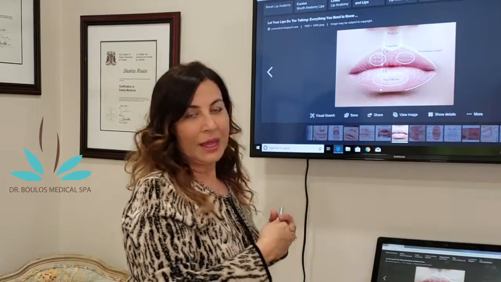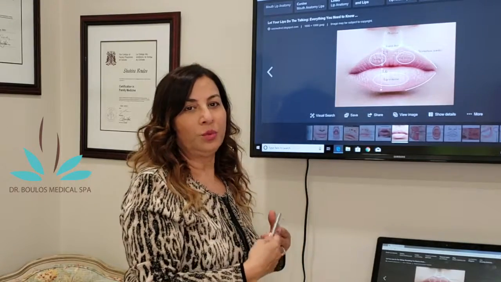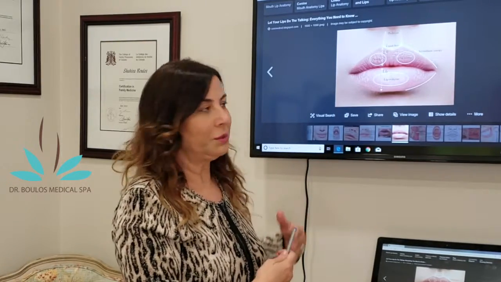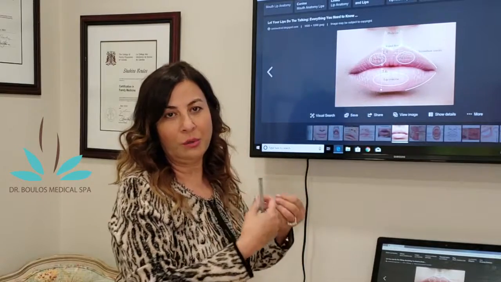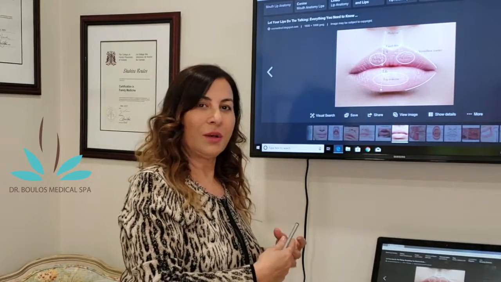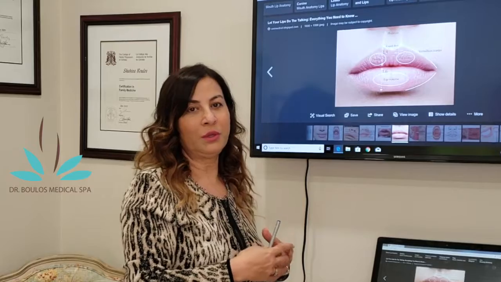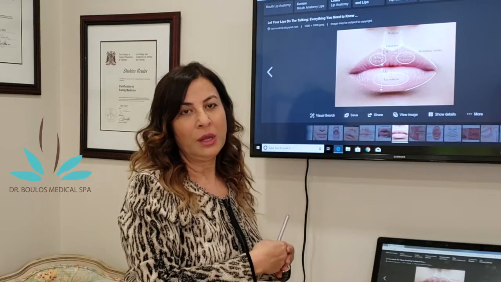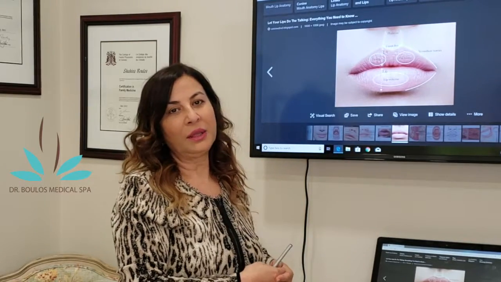So again, how you do it, which product you use, do you know the anatomy, do you have the taste of how it should be? This is the question, and this is the difference between one injector and another injector. So be careful with that, and stay tuned.